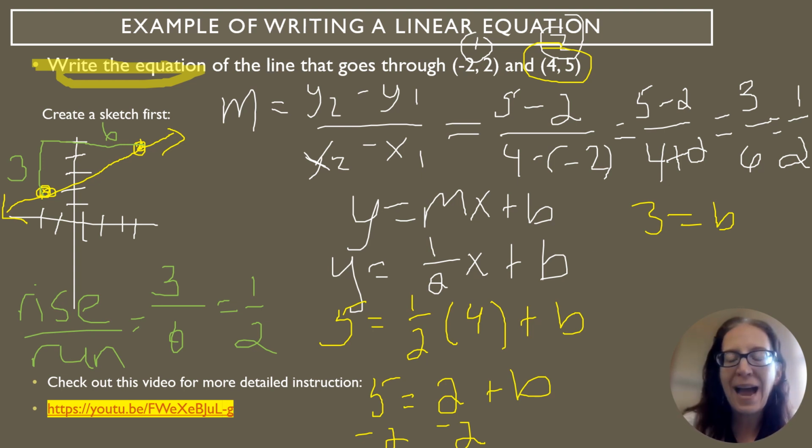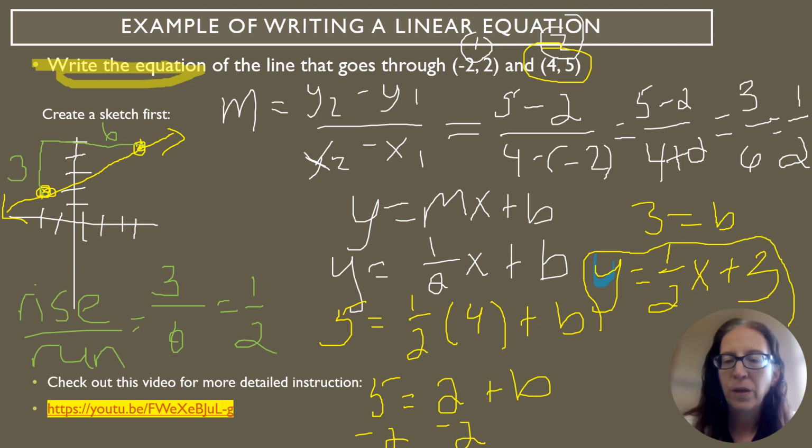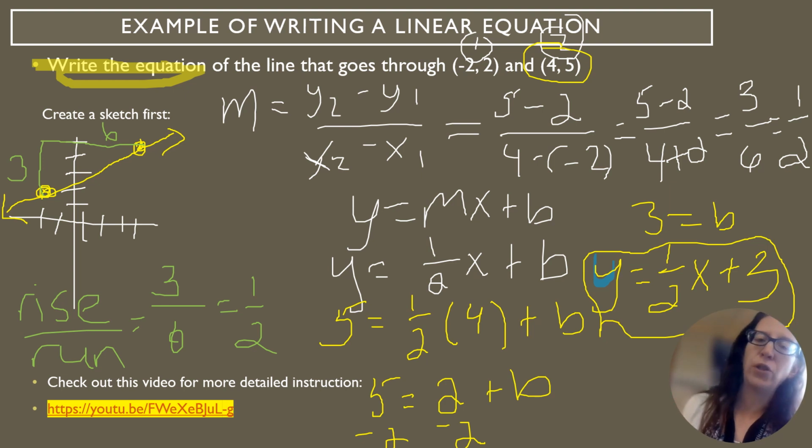But once we have that, oh, that does not show up, does it? There we go. Try again. Once we have that, we can go ahead and write our equation. We're going to give back the x and the y, and we're going to keep the slope, y equals 1/2. We're going to give back that 4 and go back to the x. And now I know what the b value is. The b value is 3, and there's my equation. So there's the equation of the line that goes through the points -2, 2, and 4, 5.